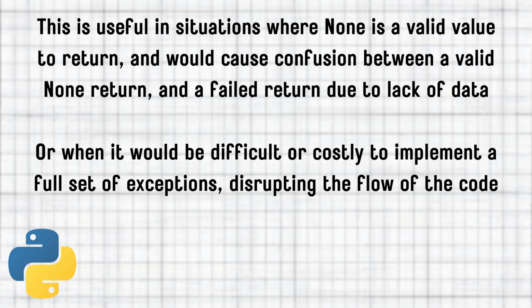This is useful in situations where None is a valid value to return, and would cause confusion between a valid None return and a failed return due to lack of data, or when it would be difficult or costly to implement a full set of exceptions, disrupting the flow of the code.